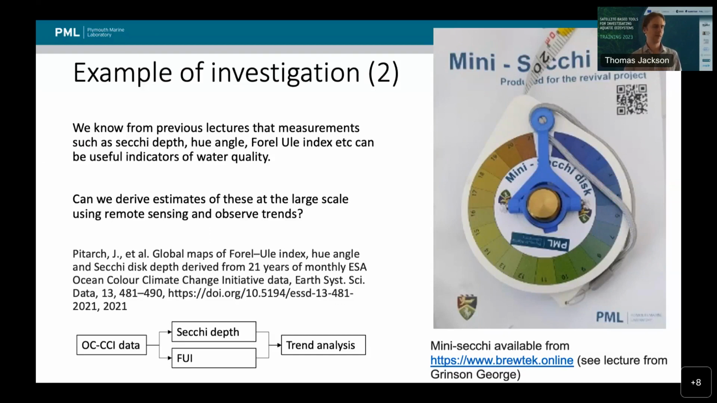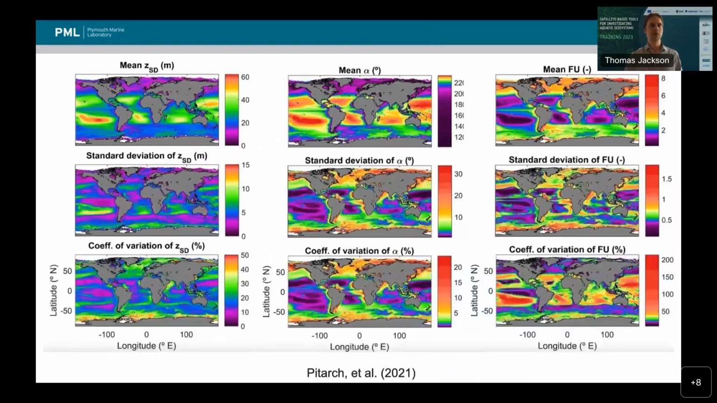as a climate record? Can we take our climate record of ocean color and try and look at water quality across those scales? So there was a study from James Pitarch and others, which took the OC-CCI data as input, developed some algorithms to calculate Secchi depth and the Forel-Ule index, and then performed some trend analysis on that. So the maps that they produced of Secchi depth, hue angle, and Forel-Ule can be seen here. I wouldn't worry too much about the standard deviation or coefficient of variation right now. If you want to dig into it more, go to the paper.